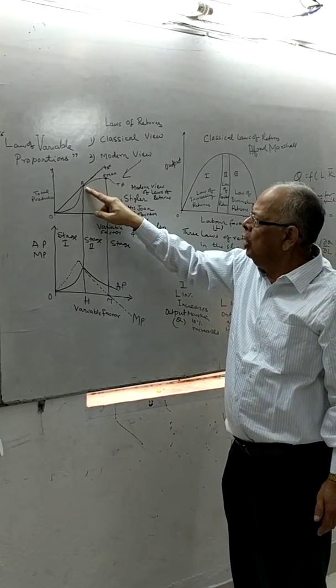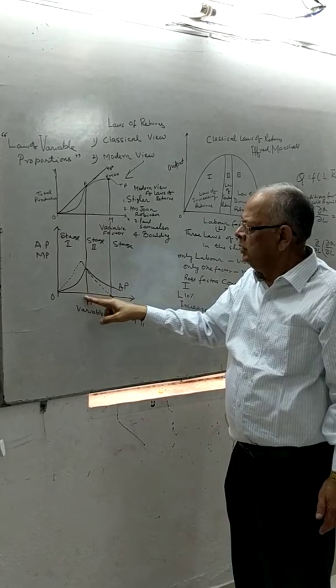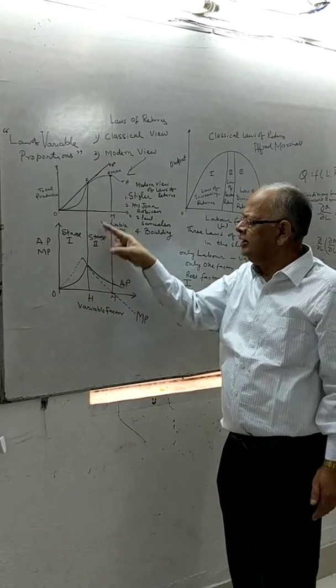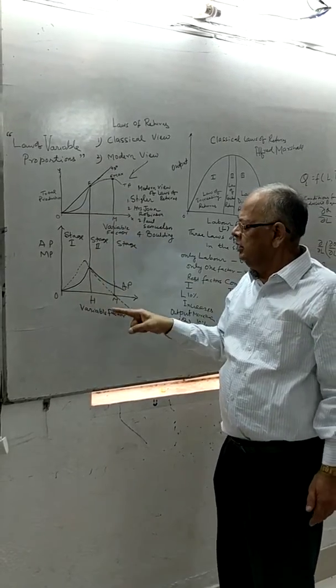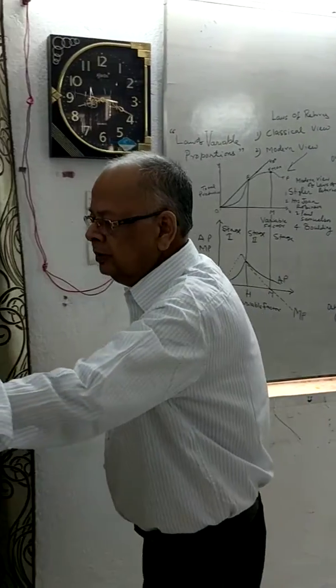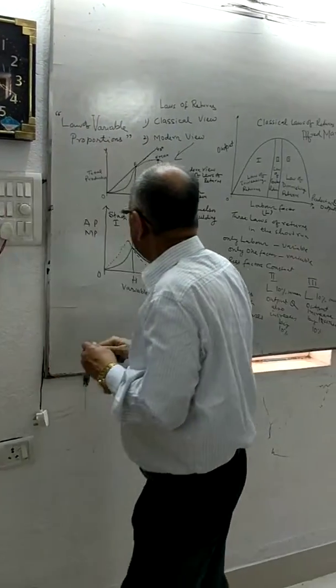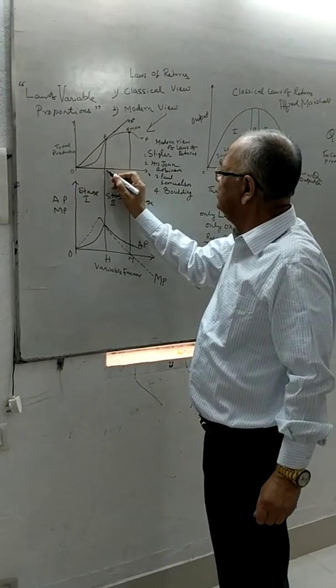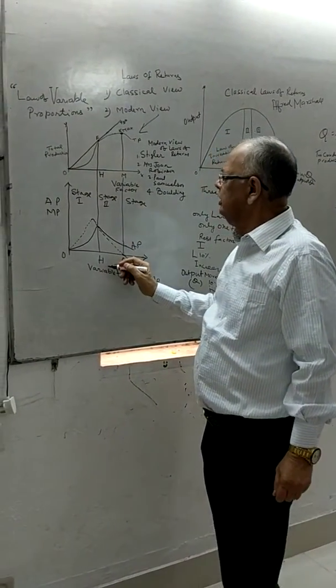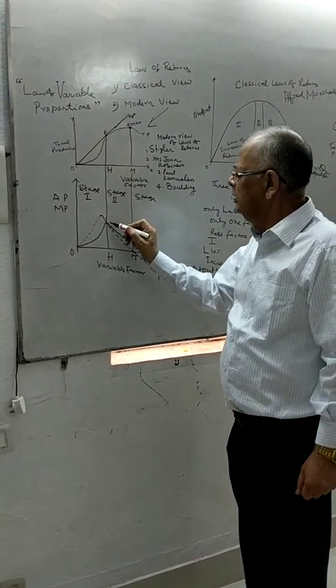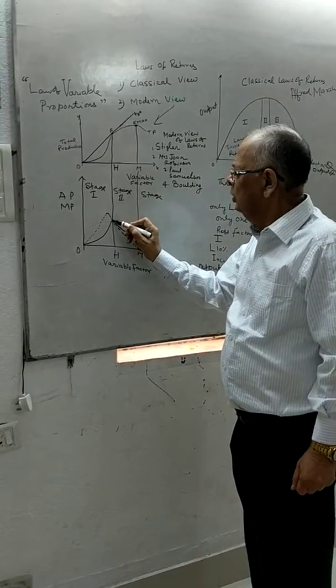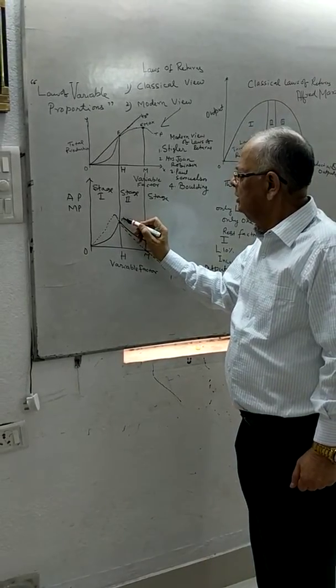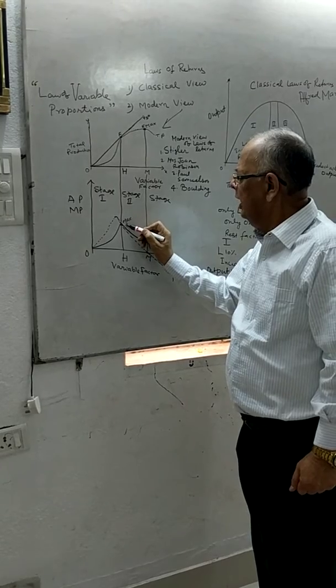From F we draw a perpendicular to the next diagram which is attached to it. This is H. This H is in the first diagram, and that H is here also. Look here, this is maximum. What is this? This is maximum average production.